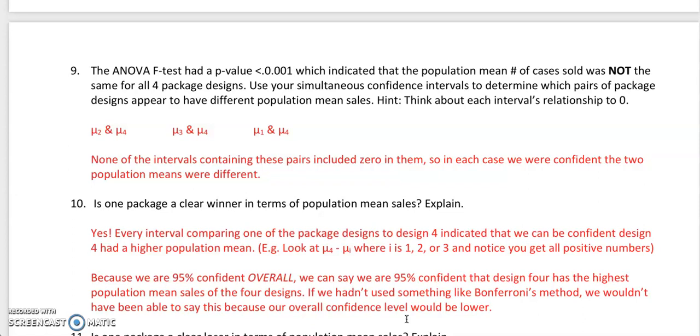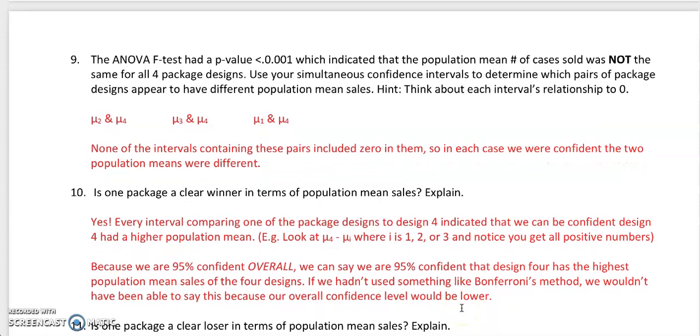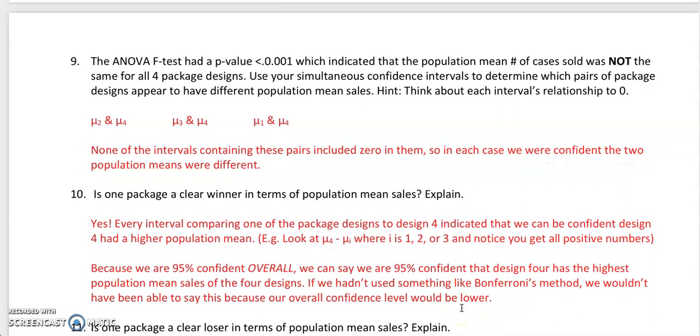So we answered one important question. Is there a clear winner in terms of population mean sales? We might also wonder if there's a clear loser. Is there one package design that's clearly worse than the others? And this is the place where it gets a little more nuanced, maybe, where we could clearly say that design 4 seemed different than design 2, seemed different than 3, and it seemed different than 1. Well, design 4 was the clear winner.